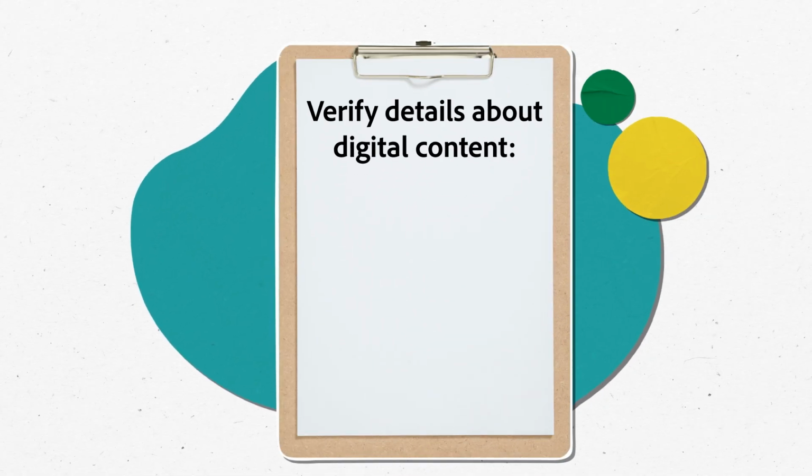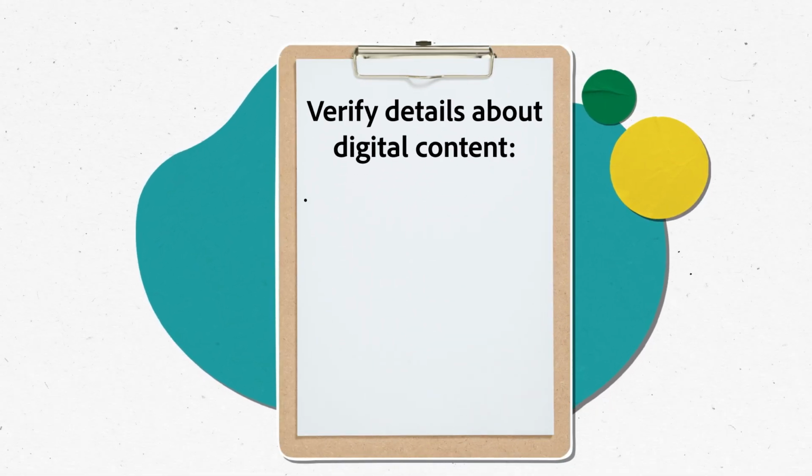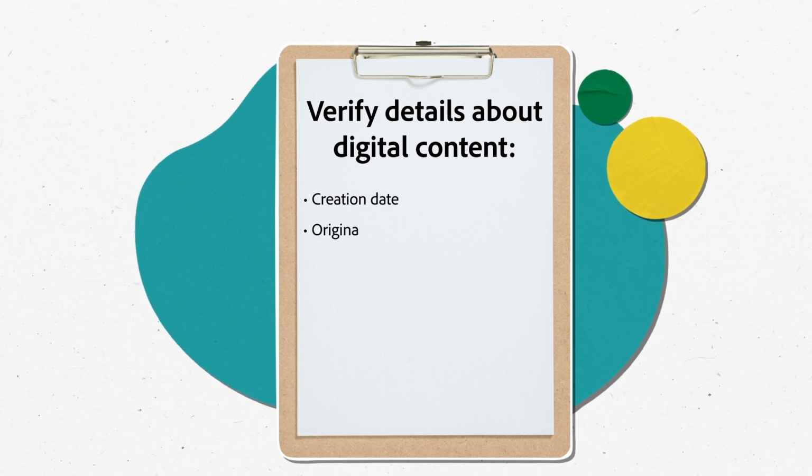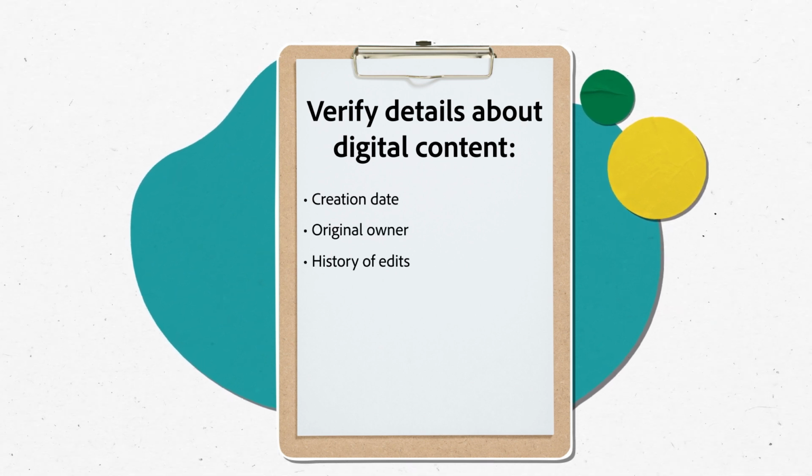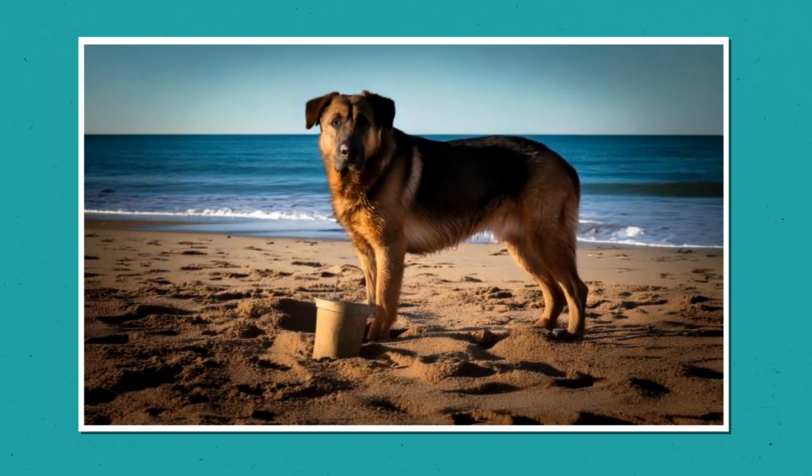It's important to be able to verify details about digital content such as their creation date, original owner, and history of edits for a number of reasons. Regardless of what you're creating, you have the power to tell a story and have an impact on your audience and how they're viewing your content. Unfortunately, there are individuals who intentionally or unintentionally may use this capability to perpetuate narratives that are untrue or harmful to others.